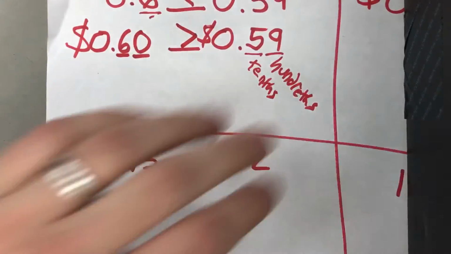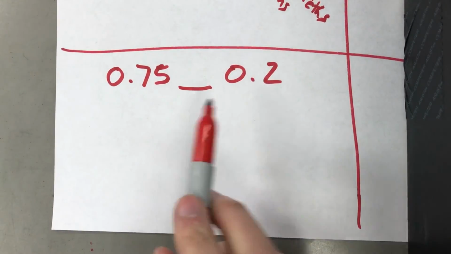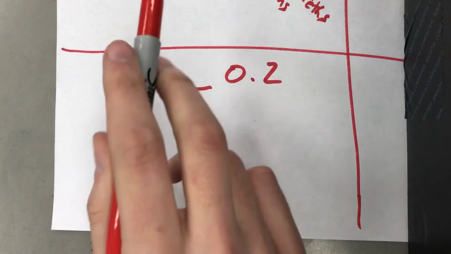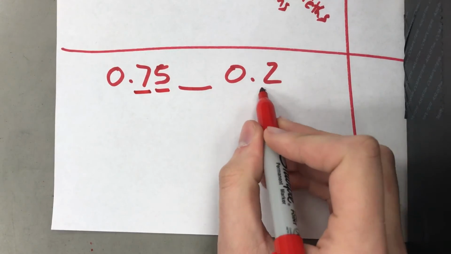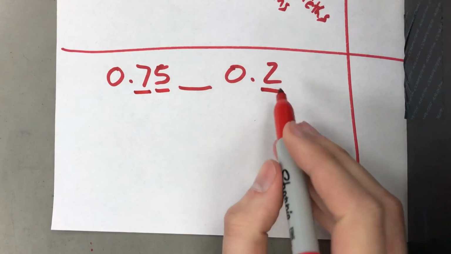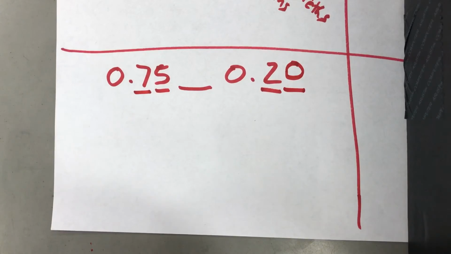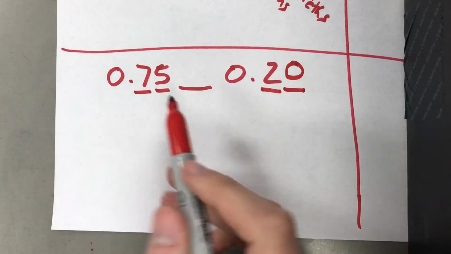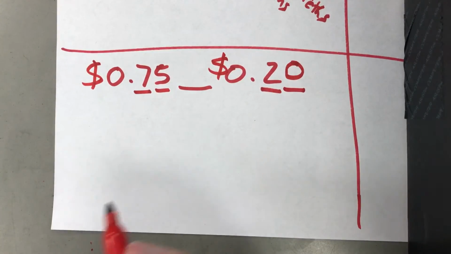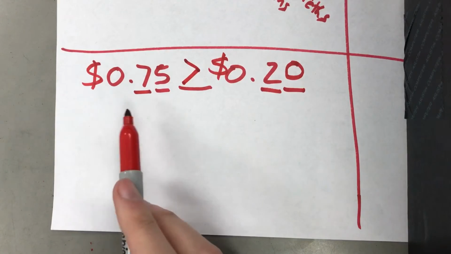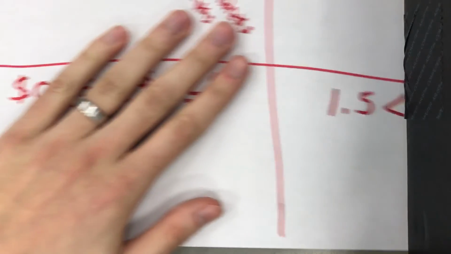It says 75 hundredths compared to 2 tenths. Hopefully you remember from the problem above that we have 2 places compared to 1 place. So in order to do this, we have to be fair and have 2 places. I can add that 0 in there, no problem, because it does not change the value. What would you rather have, 75 cents or 20 cents? That would be 75 cents. So that means 75 hundredths is greater than 2 tenths. All right, and the final one we're going to look at.